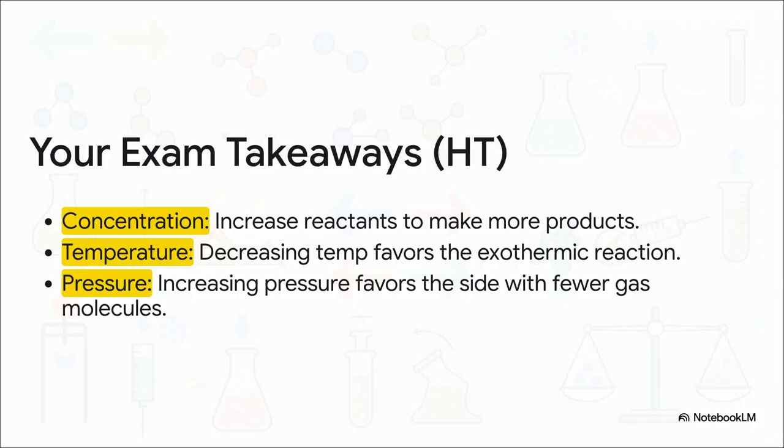And there you have it. This is your higher-tier cheat sheet for the exam. To get more product, you can increase the concentration of reactants. For temperature, you need to know if you want the exothermic or endothermic direction. And for pressure, just count the gas molecules and remember that high pressure favors the side with fewer moles. If you can master these 3 points, you are going to smash these questions.